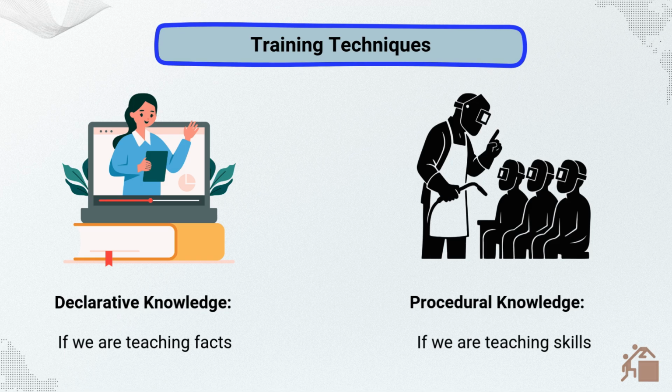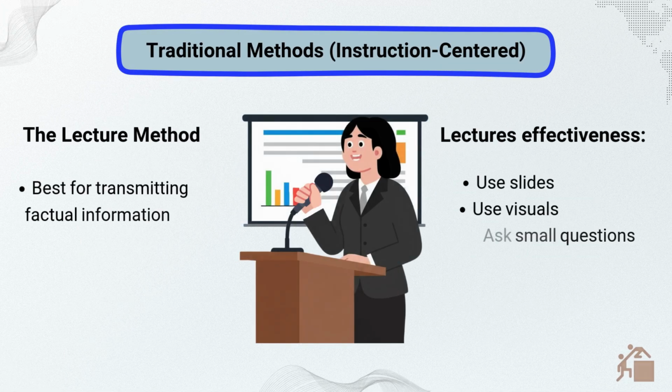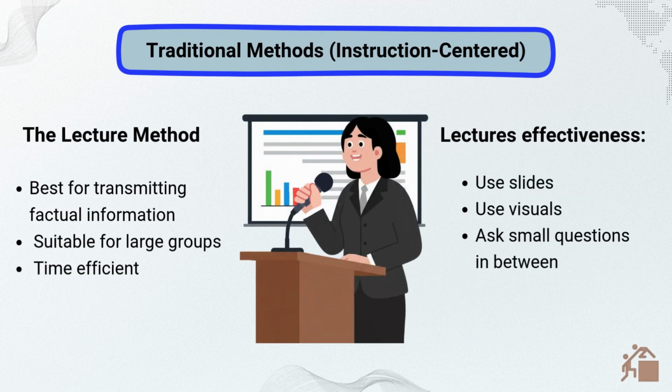Now, let's see how traditional and modern methods handle this. Traditional methods were largely instruction based. The assumption was simple. The trainer knows and the trainee receives. Let's break this down. The lecture method. Now, many students criticize lectures as passive.